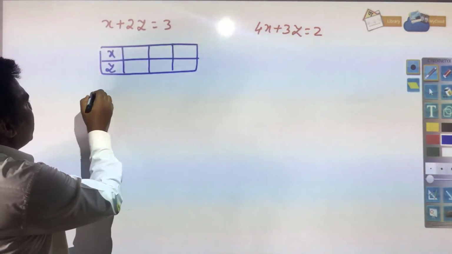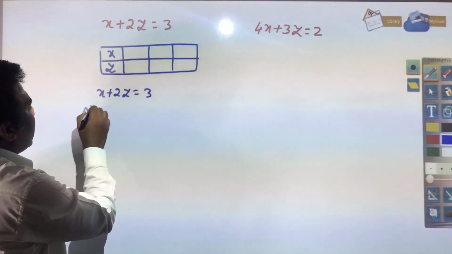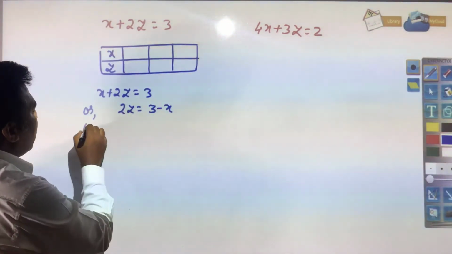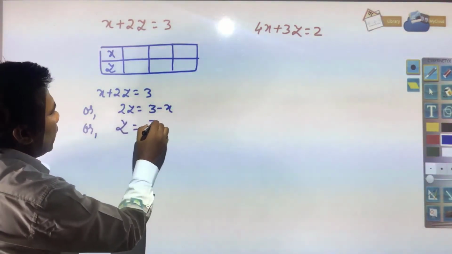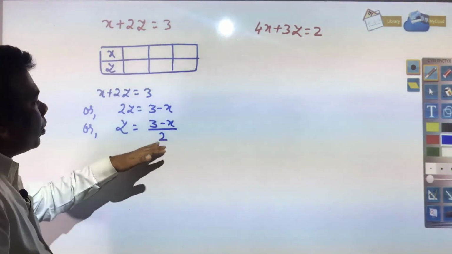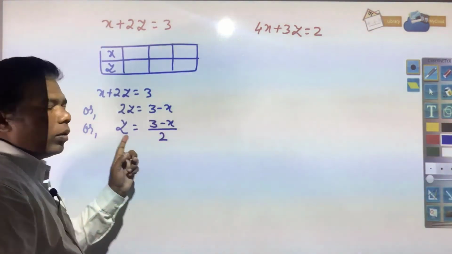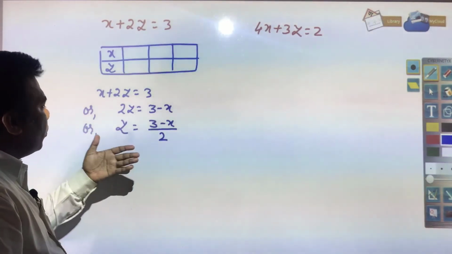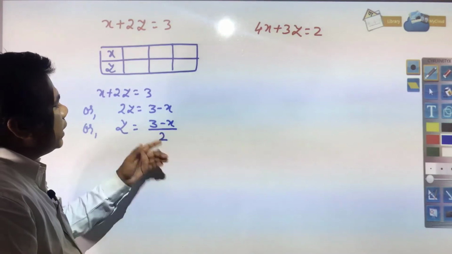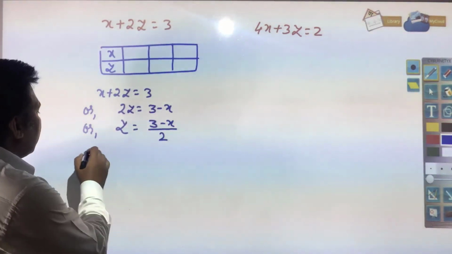How is it to be done? You see, x plus 2y is equal to 3. This can be written as 2y is equal to 3 minus x, or y can be written as (3 minus x) divided by 2. Now, we can put any value of x and find the value of y, but if you are plotting a graph, it will be easier if you get integers out of it. Here you see how we will do it.